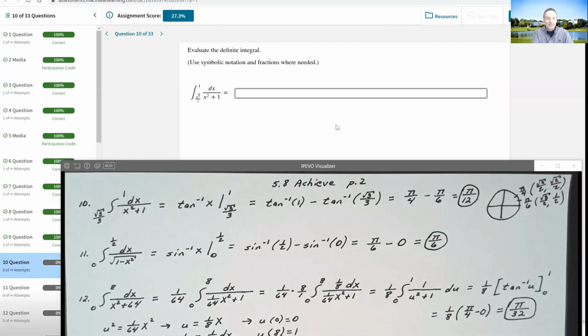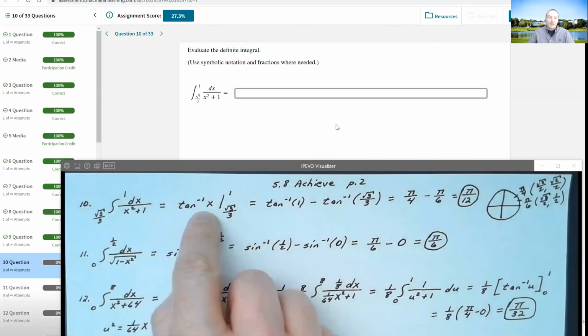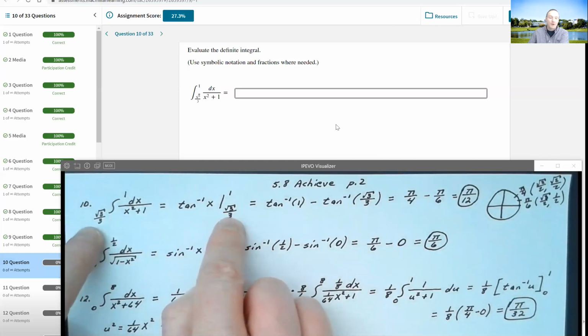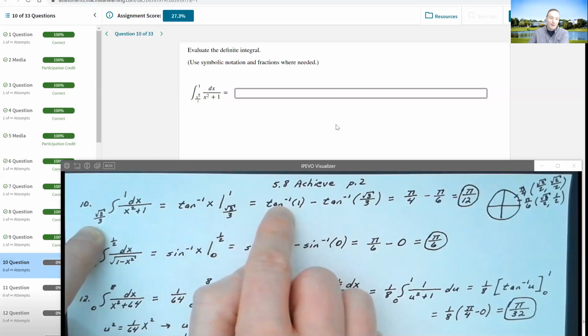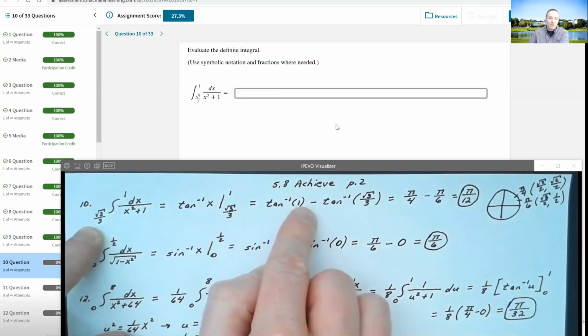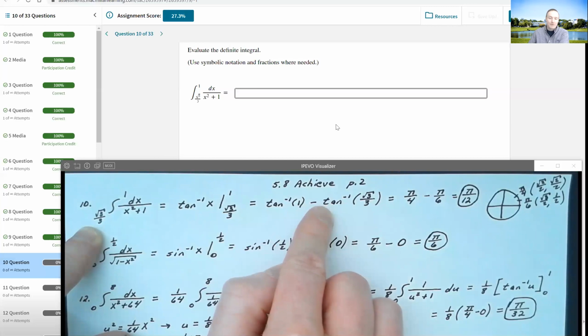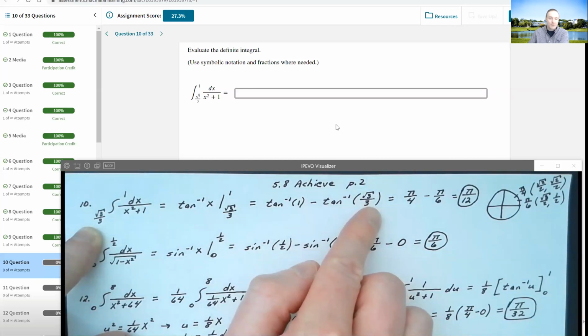I see, hey, the inside is 1 over x squared plus 1. That is defined to be the inverse tangent of x when we integrate. But we'll say, well, it's the inverse tangent of x evaluated from the lower limit of the root of 3 over 3 to the upper limit of 1. And I said, well, that's just the inverse tangent of 1 minus the inverse tangent of the root of 3 over 3. And now we're expected to be able to get these values from our trig knowledge.